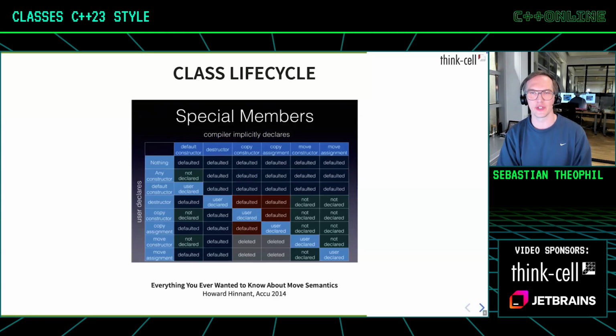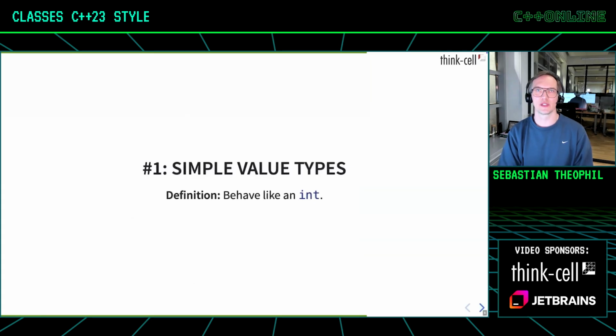So I've shown you 4 different semantical classes. The first one was simple value types, things you pass around. The informal definition of a simple value type is that it should behave just like an int.